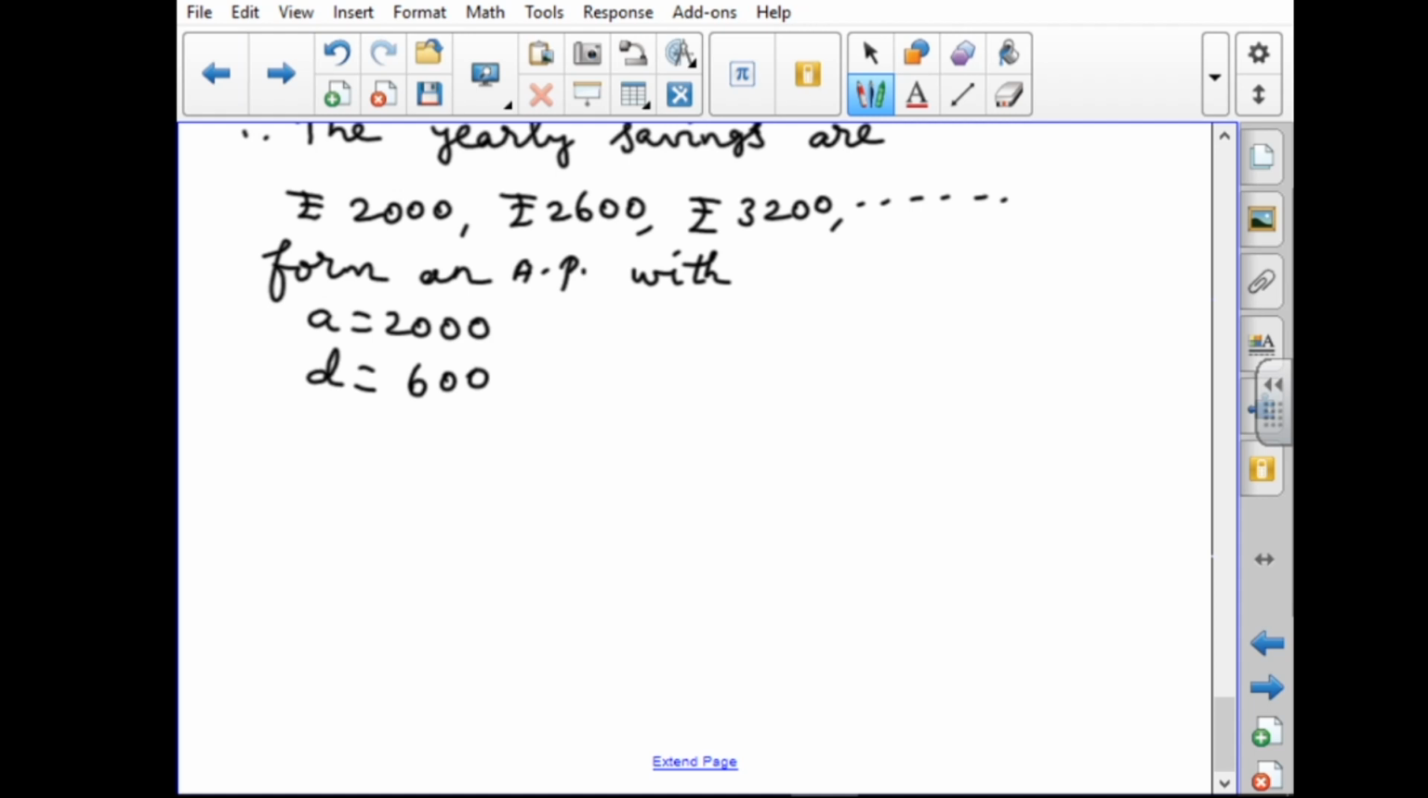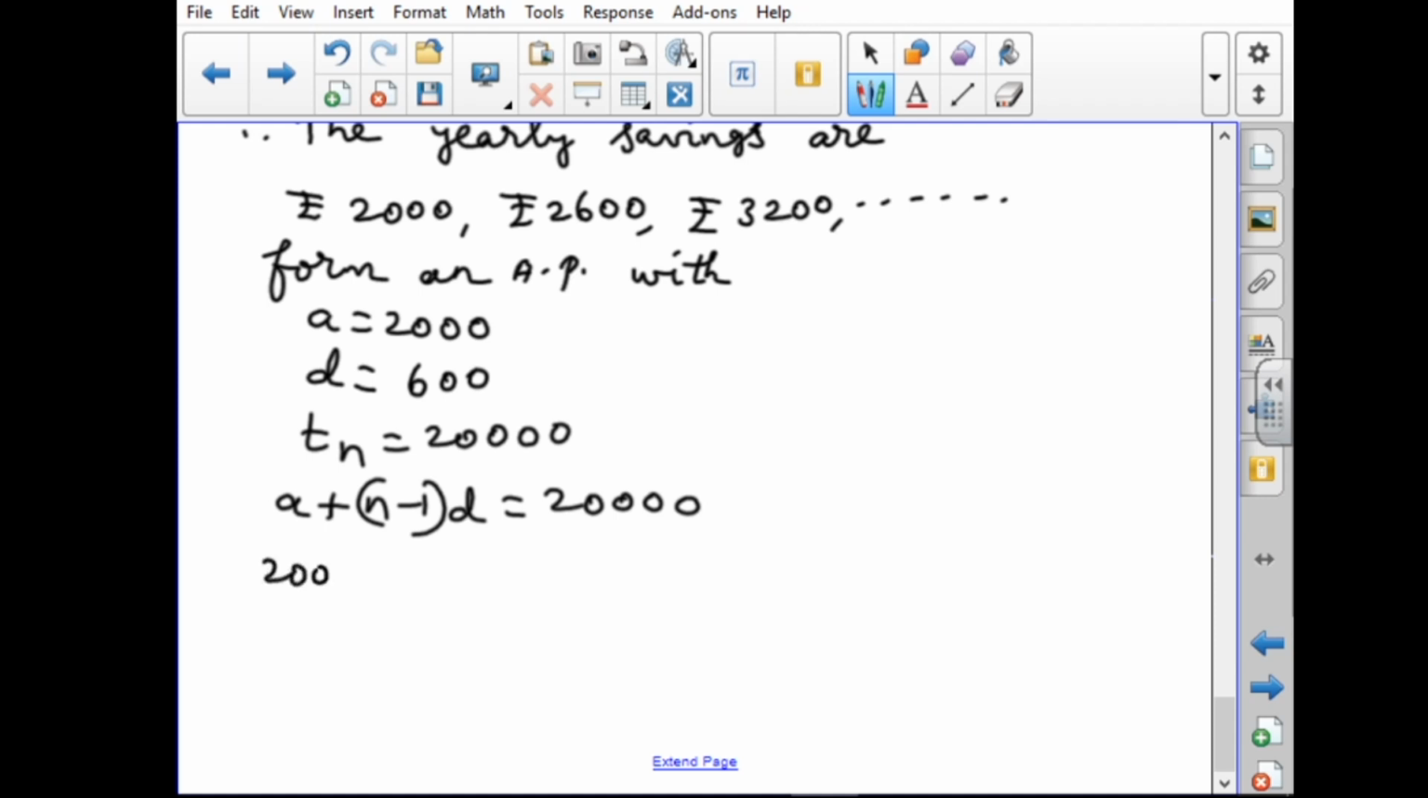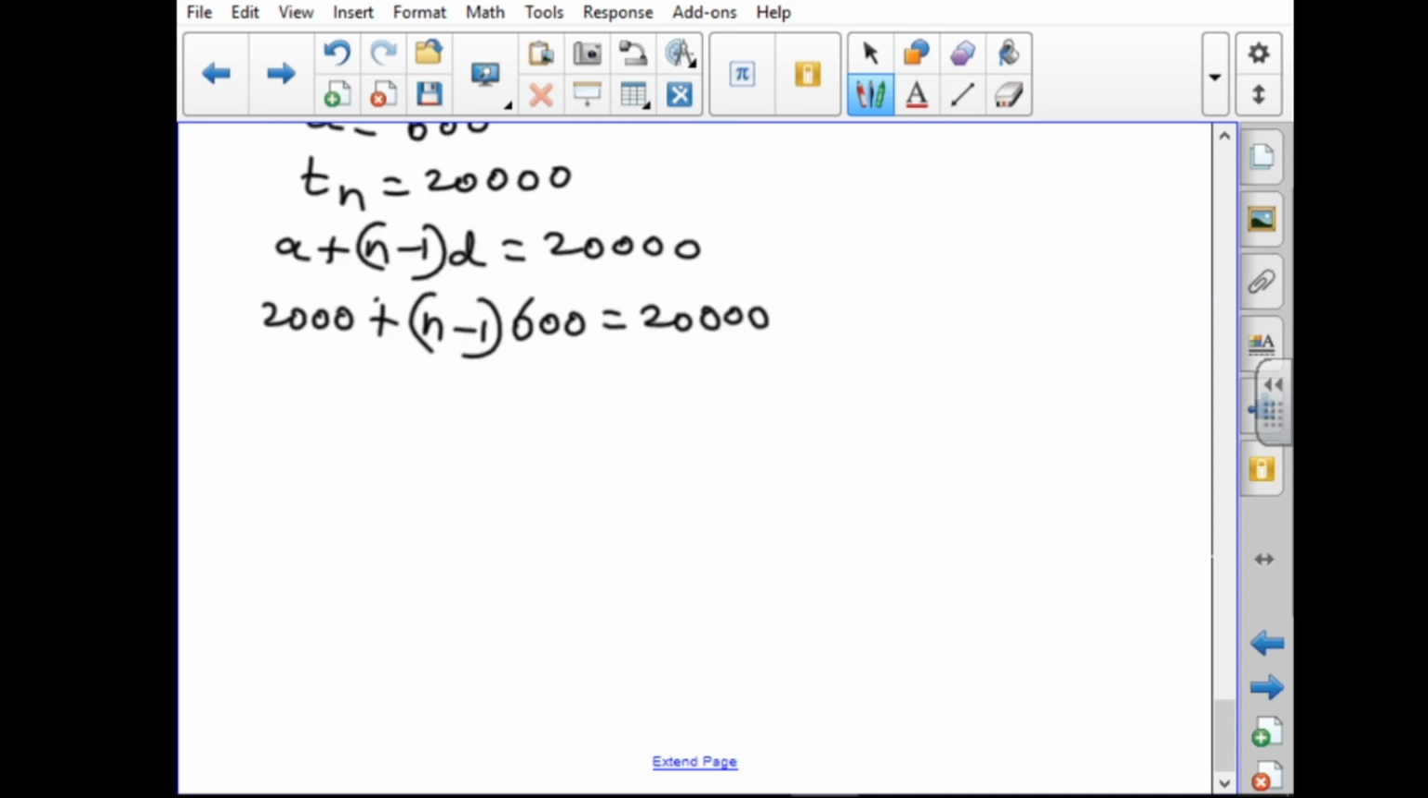Next, they have given the amount as 20,000. That is, we assume here Tn equal to 20,000. So now we have A, D and Tn. Already we know the formula, Tn equal to A plus n minus 1 into D equal to 20,000. Substituting here, A is 2,000 plus n minus 1 into D, which is 600, equal to 20,000.